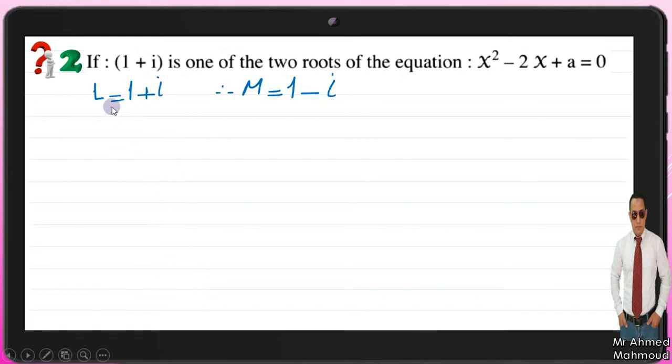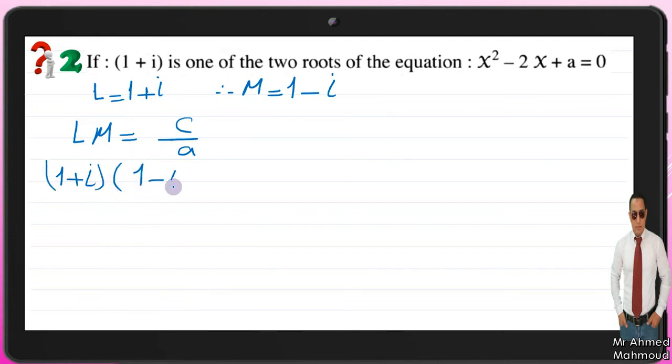Okay, now we have L and M. To find A, here in possession of C, which is the absolute term, I will use the product LM equals C over A. Okay, LM equals 1 plus I times 1 minus I equals C. In place of C I will write A, and in place of A I will write 1, don't forget.